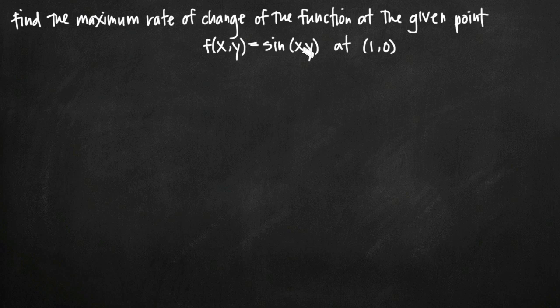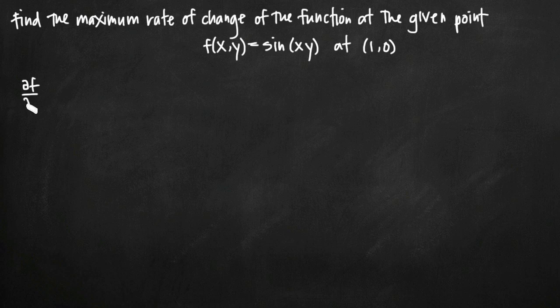The reason we do it in that order is because maximum rate of change is always going to occur in the direction of the gradient vector. So if we have the gradient vector first, it'll make it easier for us to find the maximum rate of change. In order to find the gradient vector, the first thing we're going to do is find the partial derivatives of f with respect to x and y.